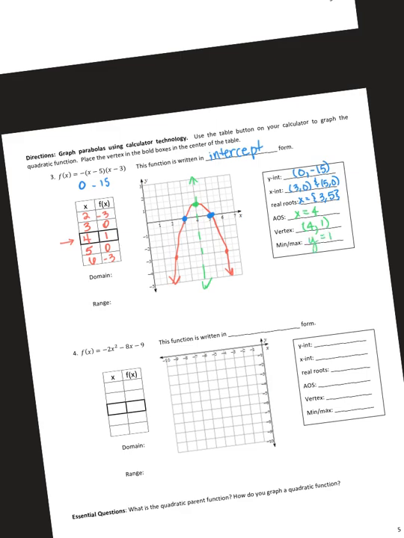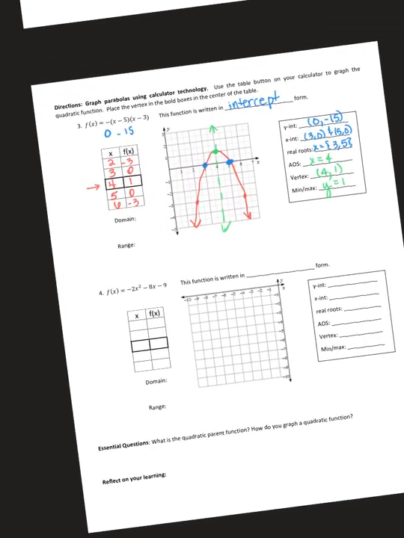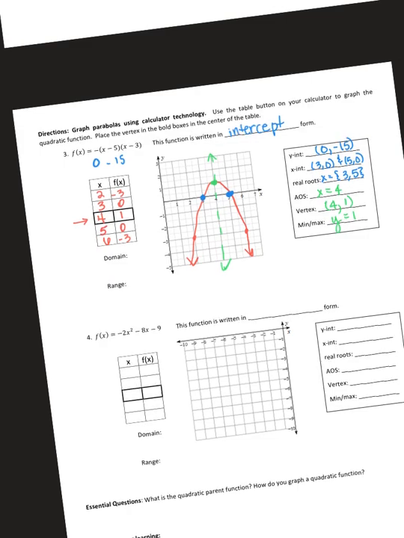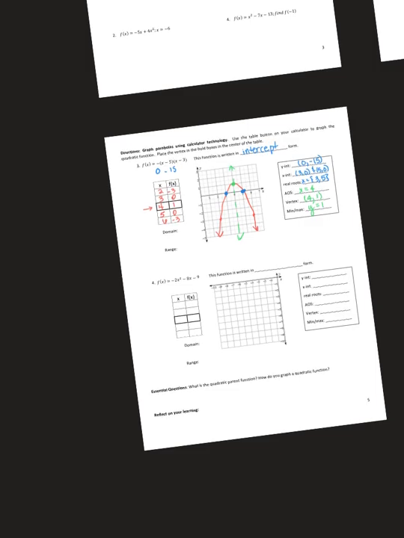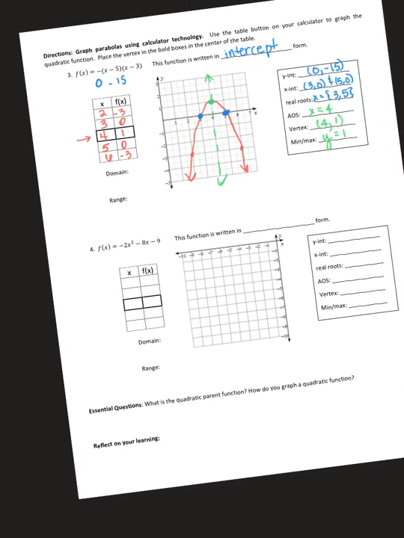Okay, so hopefully you were able to get your calculator out and figure out how to use a table. You can also use a table in Desmos if your calculator is not available, although I very much encourage learning how to do this, especially before taking the SAT. So you are going to do number 4, and then we're going to take a look at the essential question right now.